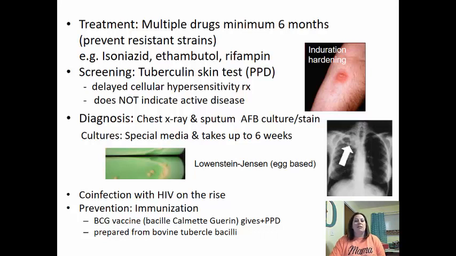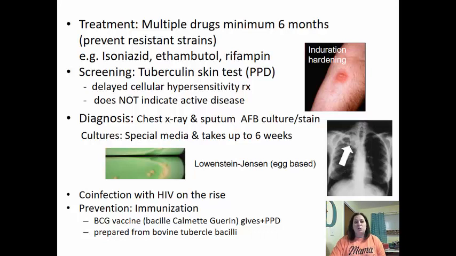This is going to have the delayed cellular hypersensitivity reaction. It does not indicate an active disease. It just means that you have had it before. We then see, to diagnose it for sure, we have to do the chest x-ray and a sputum culture. The sputum culture is going to, again, be using the acid-fast stain in order to identify it.